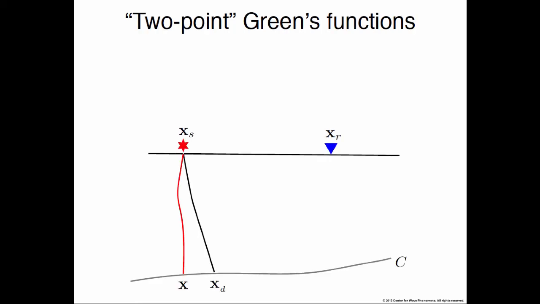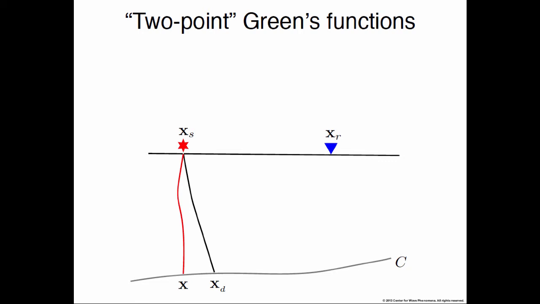So if you remember, we need 2-point Green's functions for Kirchhoff modeling. That means we need Green's functions for rays connecting the source to the diffractor point and those connecting the receiver to the diffractor point. But in ray tracing, as you're all familiar, there are some problems when you try to compute 2-point Green's functions.